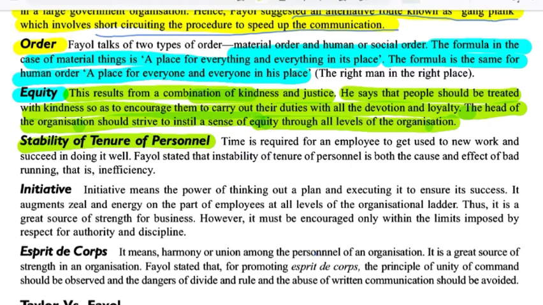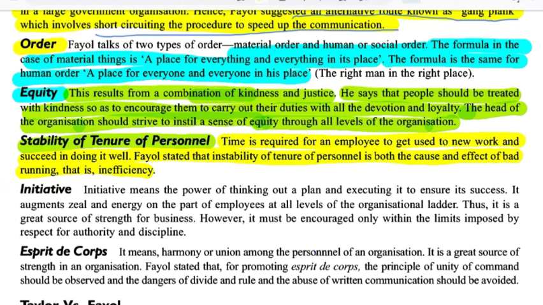Next is stability of tenure of personnel. Time is required for an employee to get used to new work and succeed in doing it well. Fayol stated that instability of tenure of personnel is both cause and effect of bad running, that is inefficiency. Means for any new employee in the organization, time is a must to get used to the new work, to adapt to the new environment in that company, and in order to succeed in doing it well.